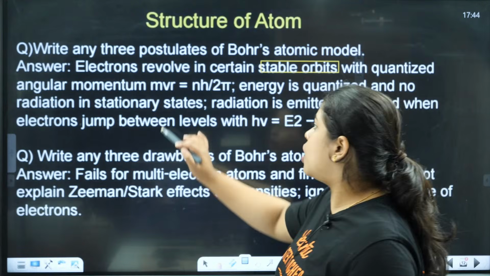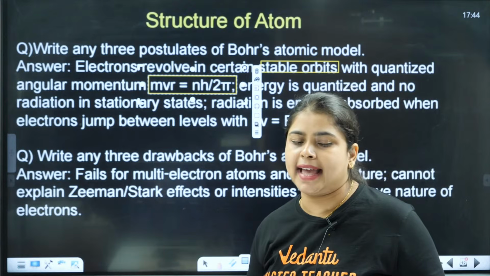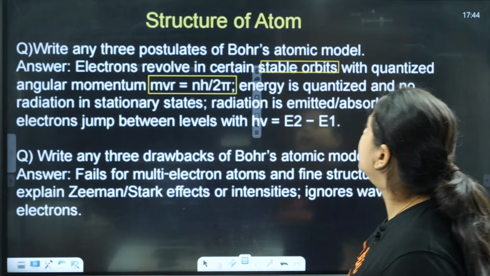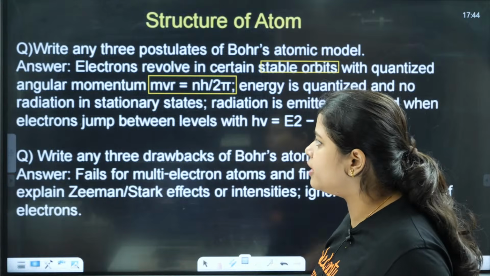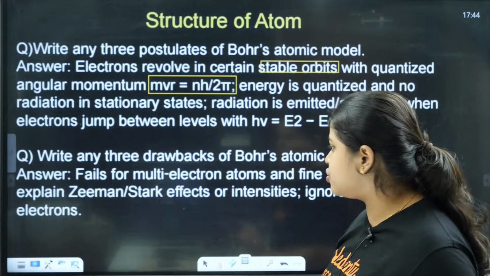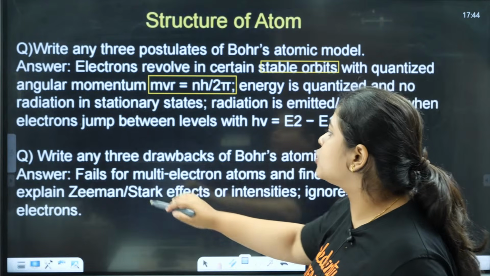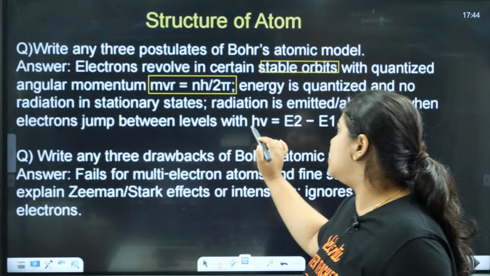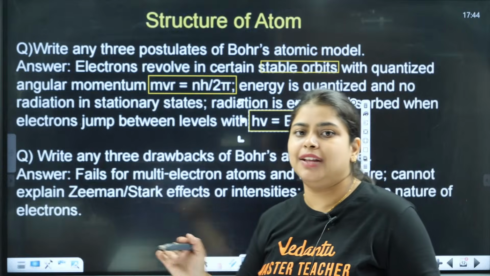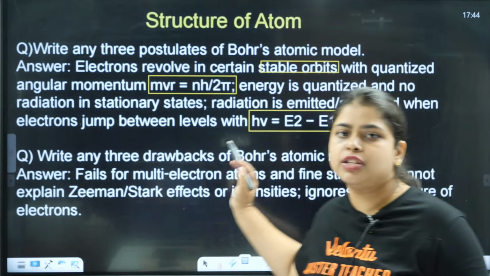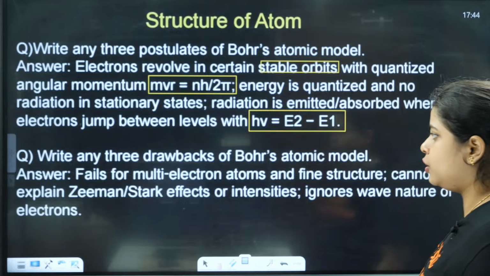That is going to be mvr equal to nh/2π. Clear? Energy is quantized and there is no radiation in the stationary state. Radiation is emitted or absorbed when the electrons jump between the levels, with hν equal to E2 minus E1. Whenever the electrons are jumping, we can use this formula easily.